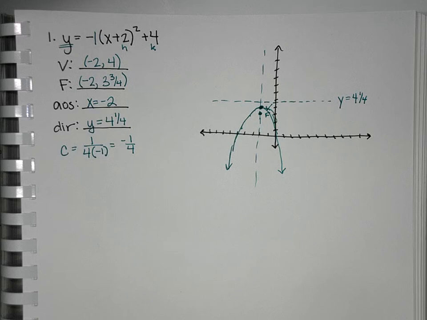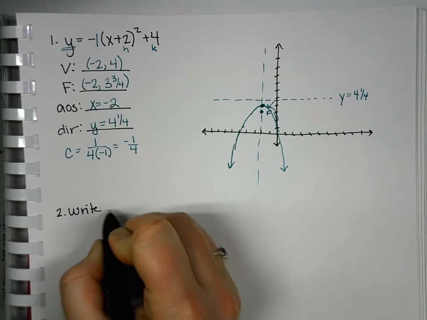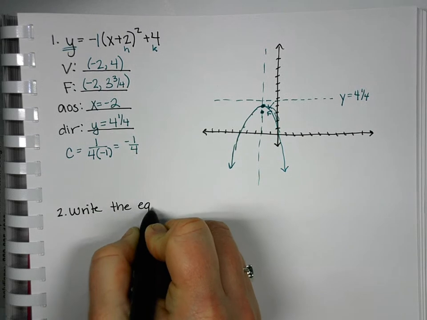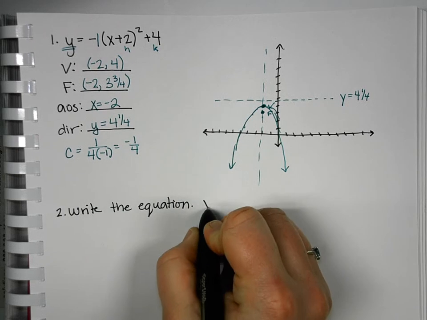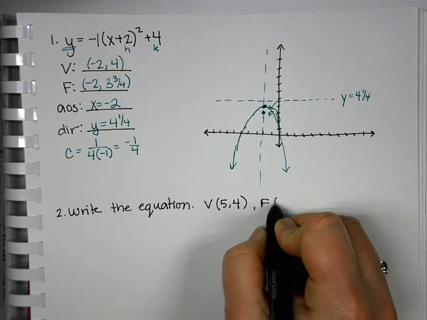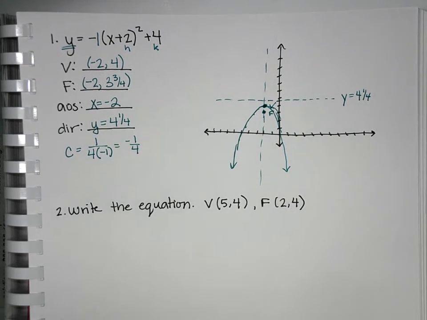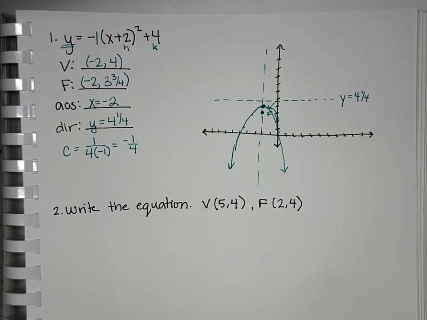So let's see. Let me find a good one. So for this one, we're going to write the equation. And we're going to be told that the vertex is (5, 4), and the focus is (2, 4). So the first thing I'm going to look at, what direction does my parabola go? Is it vertical or horizontal?